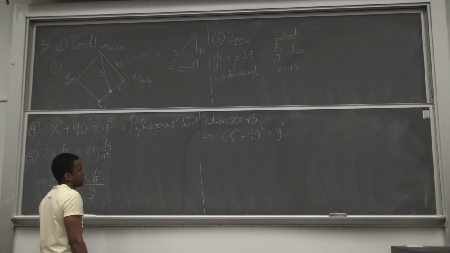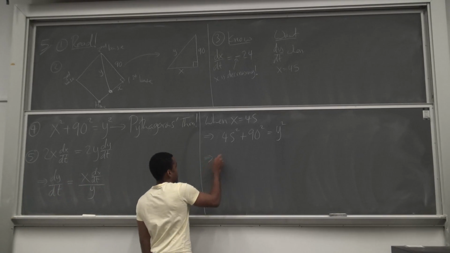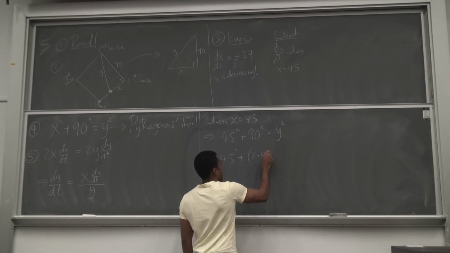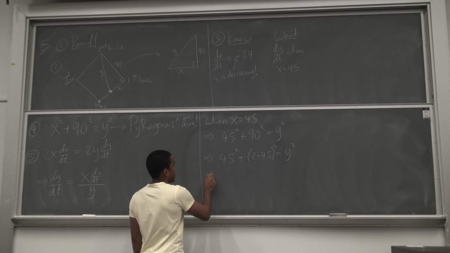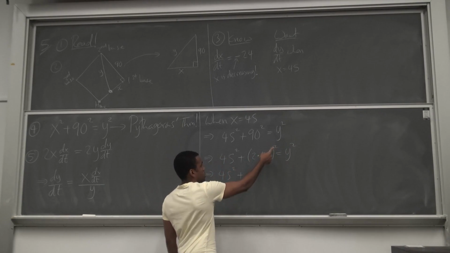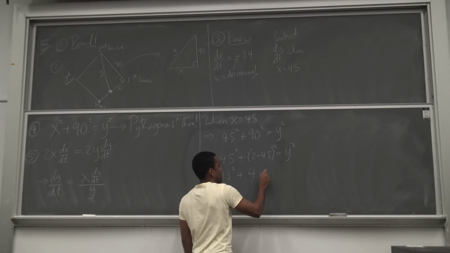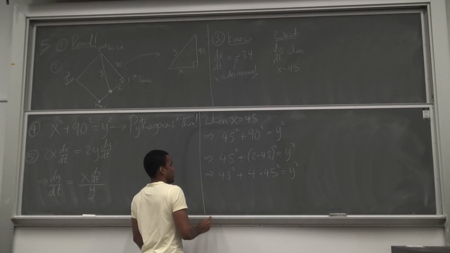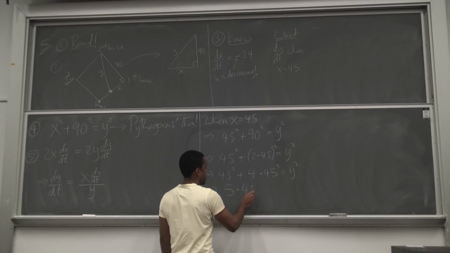Yeah, what's 90 squared? 90 is 2 times 45, right? So that would be 45 squared plus, when I square, the powers distribute across each term. So it's actually 4 times 45 squared. So 45 squared plus 4 times 45 squared gives me 5 times 45 squared.